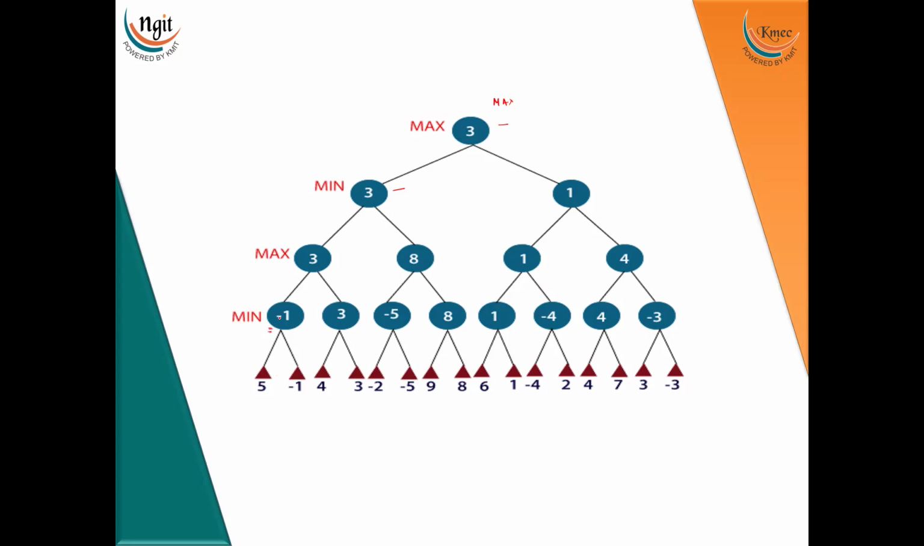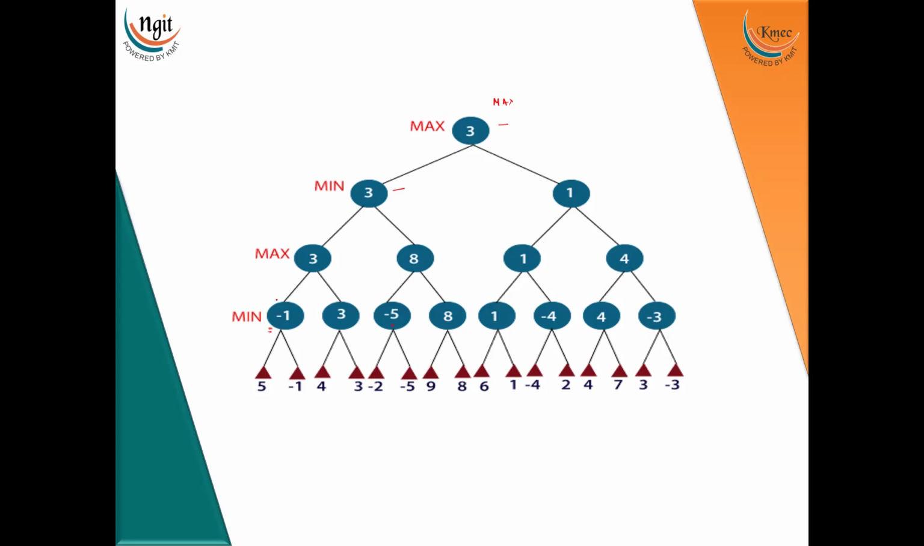So out of this 5 and -1, I already told you, min will try to minimize its utility. So 5 and minus 1, we know the minimum value is minus 1. So min will choose the minus 1. Similarly, when we have 4 and 3, min will choose 3. Minus 2 and minus 5, we know that minus 5 is the minimum value, so it chooses minus 5. Similarly, you can see here 9 and 8, 8; 6, 1, 1; minus 4, 2, minus 4; 4 and 7, 4; 3 and minus 3, minus 3.